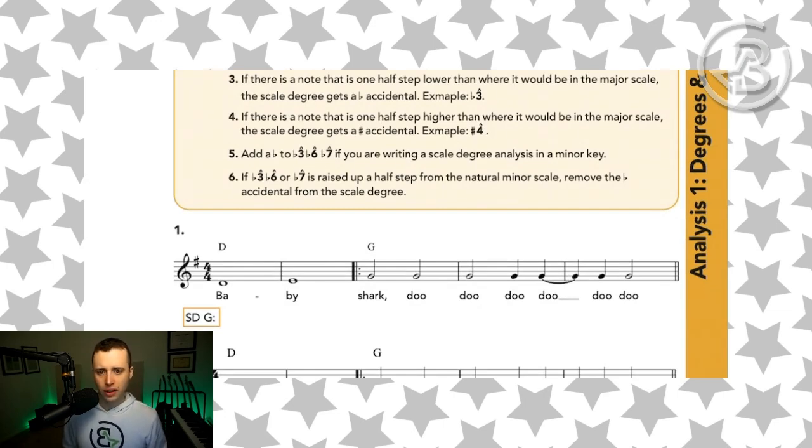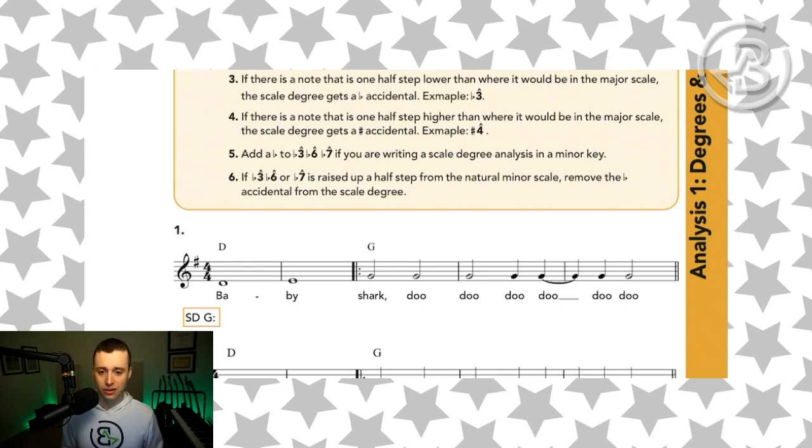Rule number 3, if there is a note that is 1/2 step lower than where it should be in the major scale, the scale degree gets a flat accidental. And rule number 4, if there is a note that is 1/2 step higher than it would be in the major scale, the scale degree gets a sharp accidental. For example, a sharp 4.